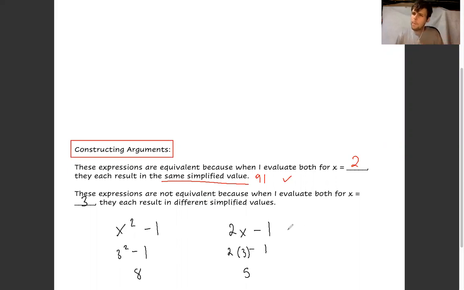So make sure you're thorough with these constructing arguments. We'll make sure in class we'll have plenty of time to practice these types of questions.